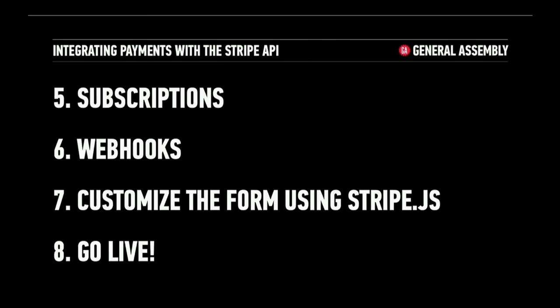6 is webhooks, and we'll talk about that, essentially adding extra functionality. In 7, we'll talk about Stripe.js and how that's different from the button that we've been using. And then going live, some things to look for moving forward with that. So that's it. Those are the 8 steps, and we are just about ready to get coding.